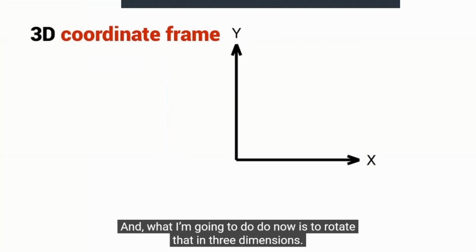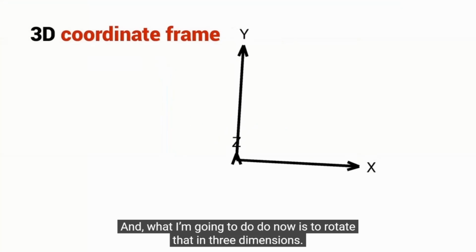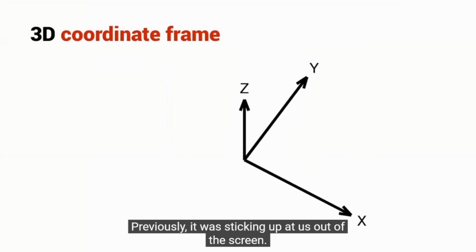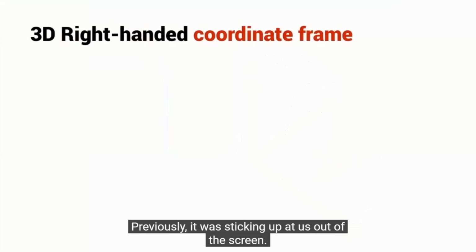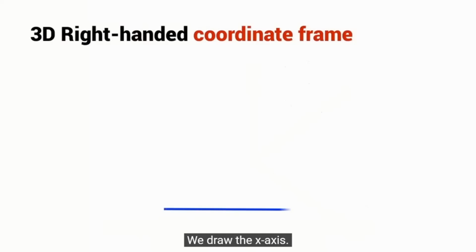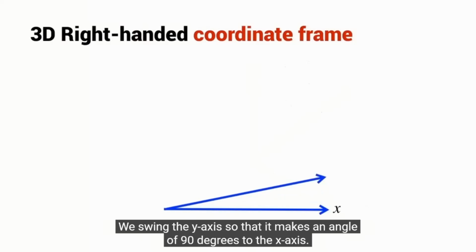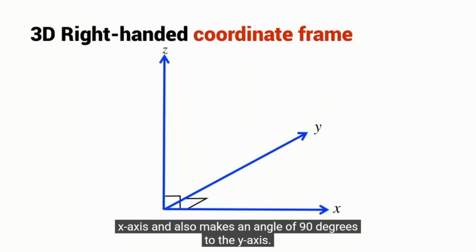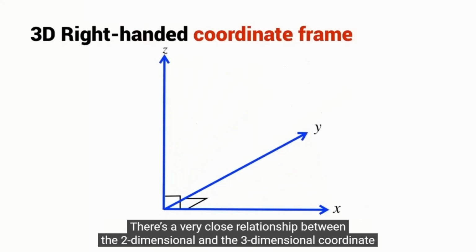And what I'm going to do now is to rotate that in 3 dimensions. And what we see is that the z-axis was previously hidden. Previously it was sticking up at us out of the screen. To create a 3-dimensional right-handed coordinate frame, we start in a similar way. We draw the x-axis, we swing the y-axis so that it makes an angle of 90 degrees to the x-axis. And then we swing the z-axis upwards, and it also makes an angle of 90 degrees to the x-axis, and also makes an angle of 90 degrees to the y-axis.